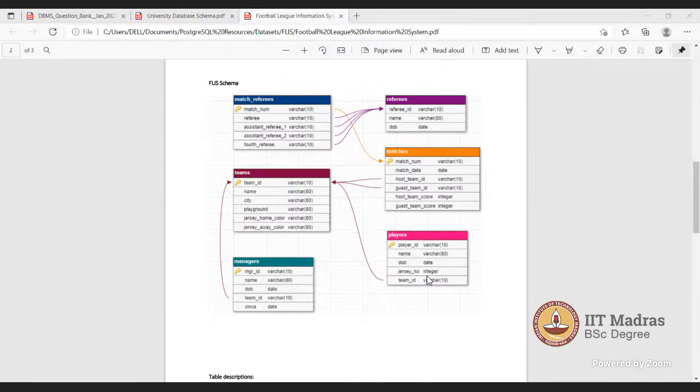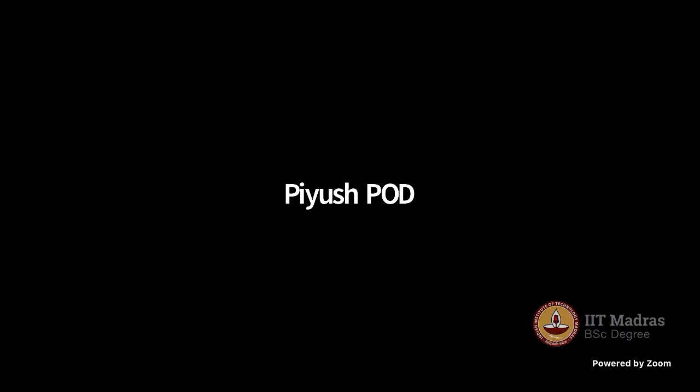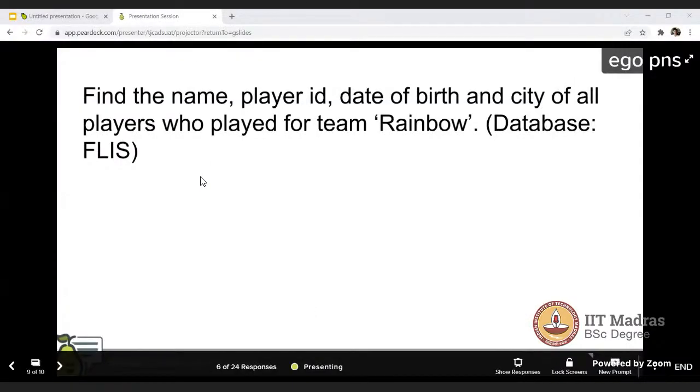Then based on which condition should we join? Just look at the schema, okay? Then try to write your query. Only 6 responses, okay? Let's see.